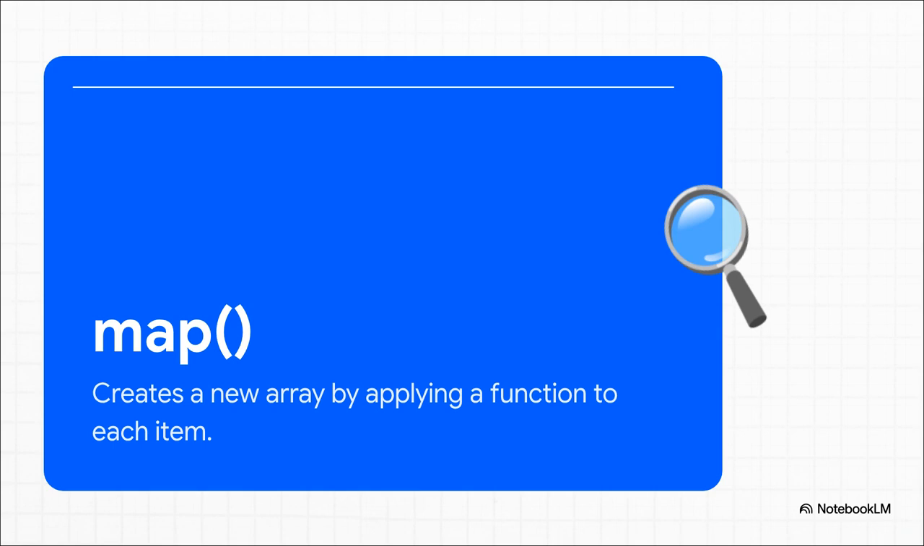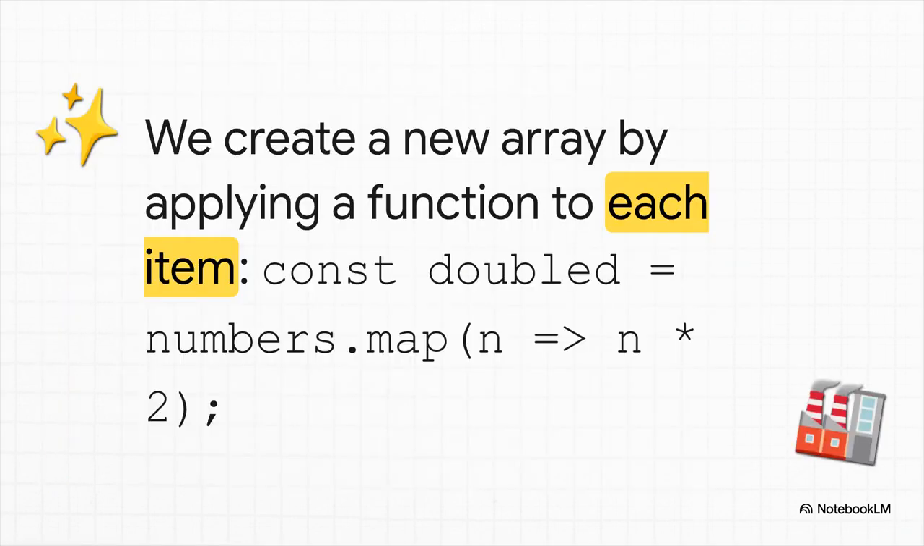First up, we've got map. The best way to think about map is like a factory assembly line. Each item from our original array gets put on the belt, a function does something to it, paints it a new color, changes its shape, and then a new, transformed item comes out the other end into a completely new array. Let's see it in action.